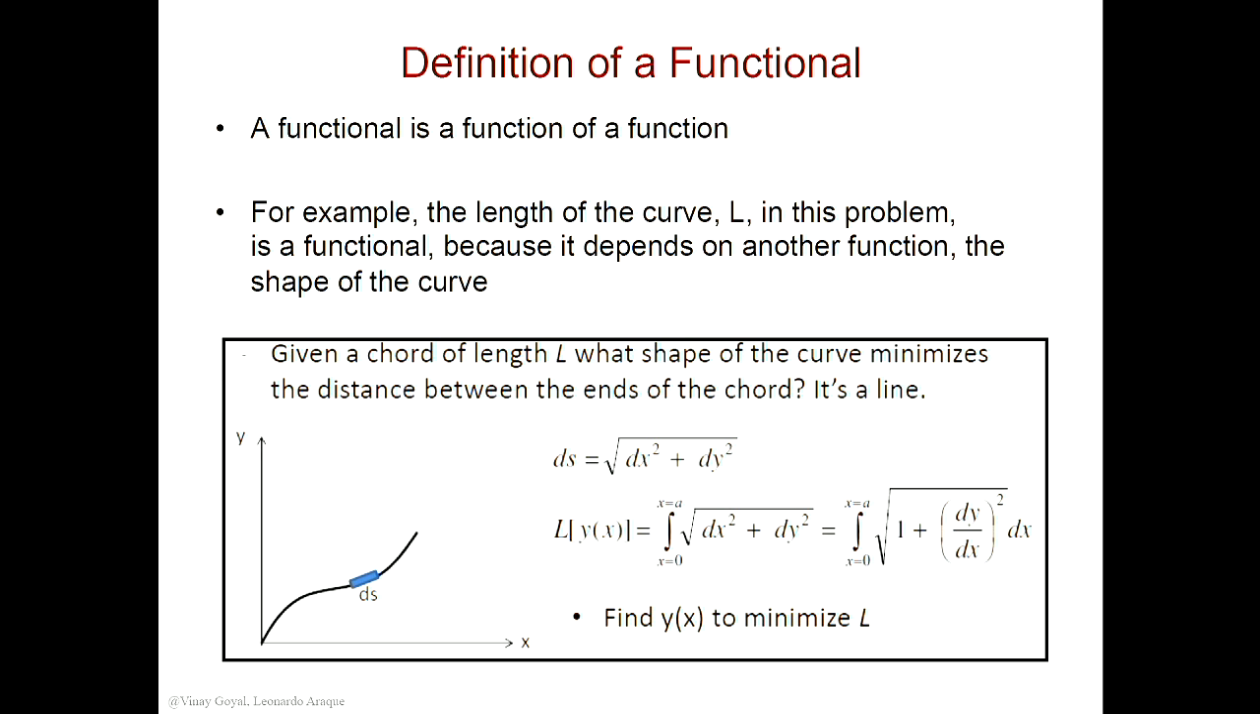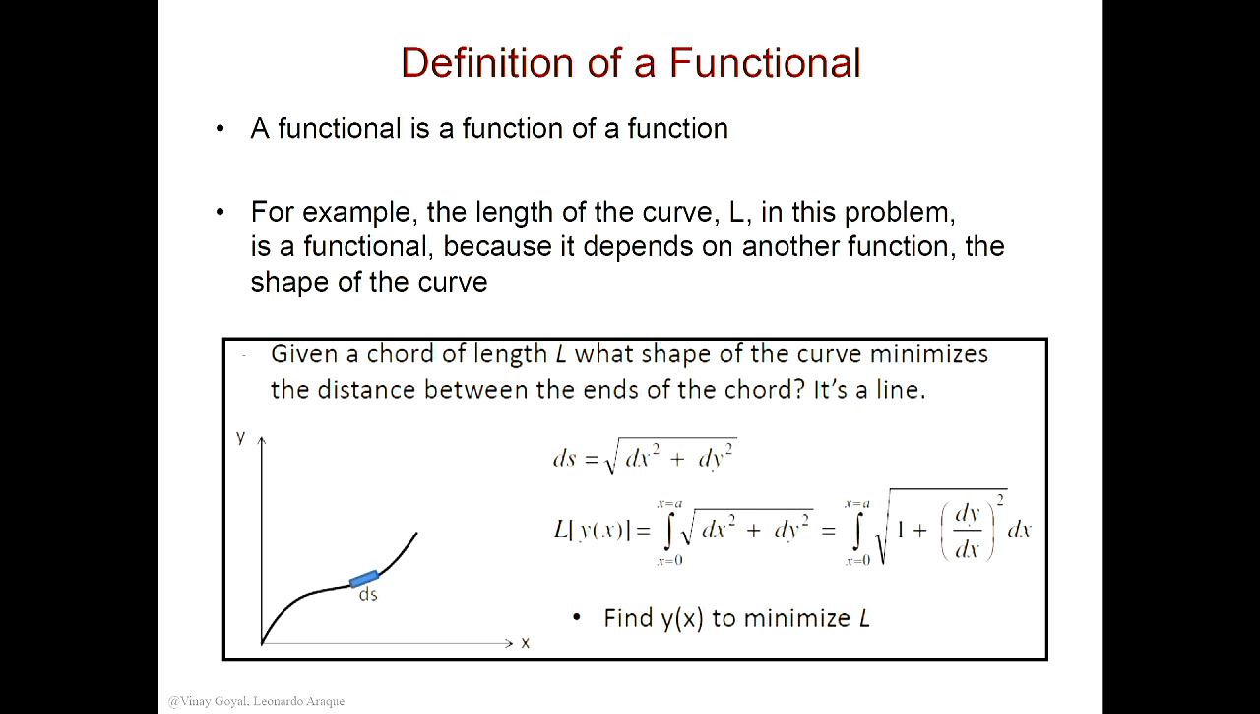In the case of a functional, what we're looking at is, for example, in this scenario, I have some curve or a rope that I give you, and I tell you, hey, what is the shape of this rope that gives me the minimum distance between these two points? That's the question that I ask you. Anybody know what's the shape of that curve that gives me the minimum distance? A straight line, right?